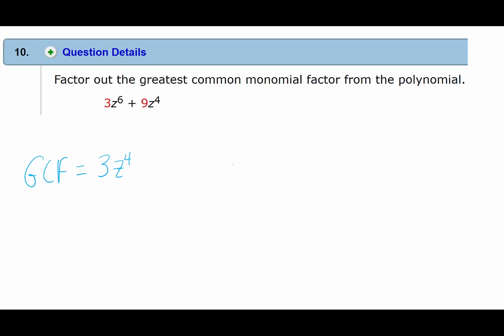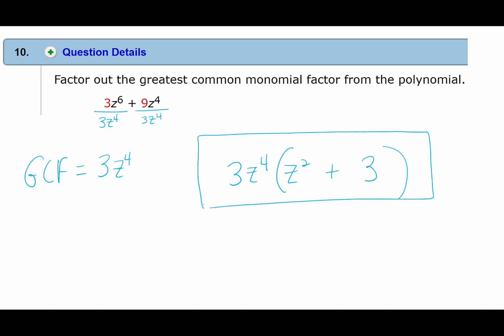And so how we'll write this answer is we'll go ahead and put 3z to the 4th, but then I want you to open up a set of parentheses and rewrite this original binomial after you've divided out 3z to the 4th. So for example, 3z to the 6th divided by 3z to the 4th is z squared, and then 9z to the 4th, when you divide by the greatest common factor, you get a positive 3. And so this, with the greatest common factor and the set of parentheses, is your final answer.